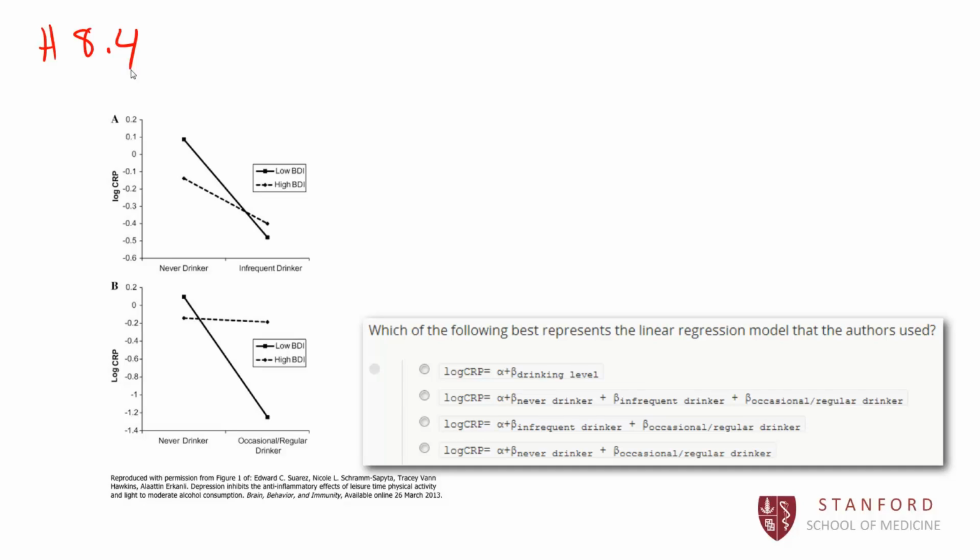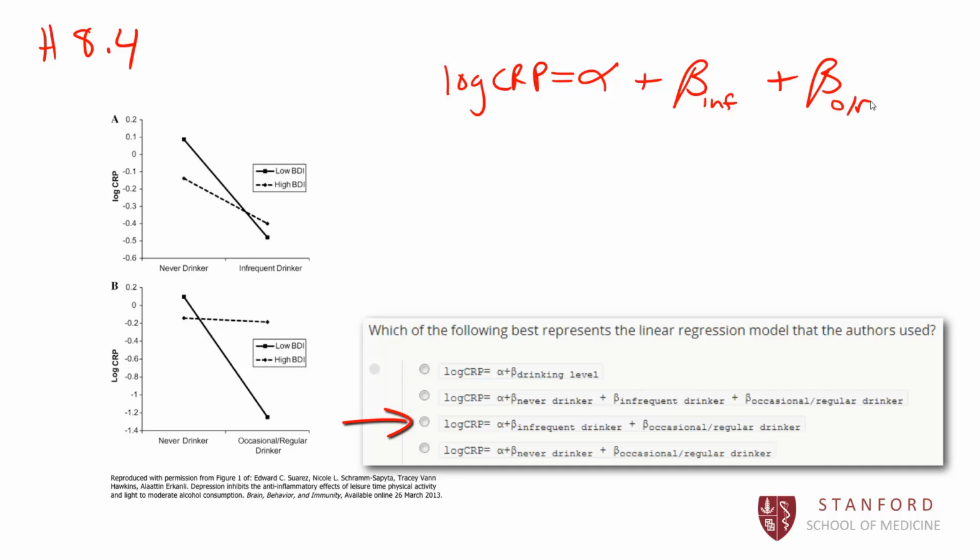The correct linear regression equation here is C. It's going to be a dummy-coded regression equation because we have a categorical predictor. So our outcome is log CRP. We're going to have some intercept which will represent the mean in the reference group. And then we're going to have a beta for the infrequent drinkers and a beta for the occasional or regular drinkers. And what does it mean to dummy code?